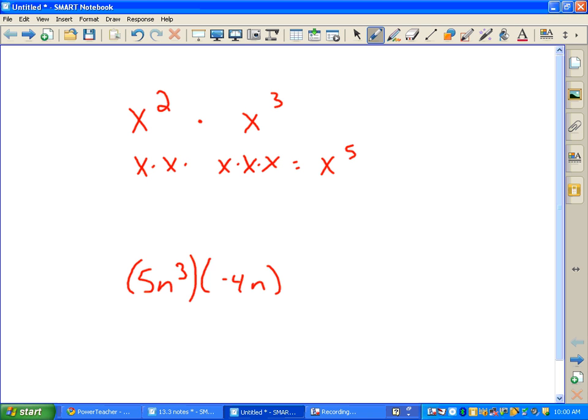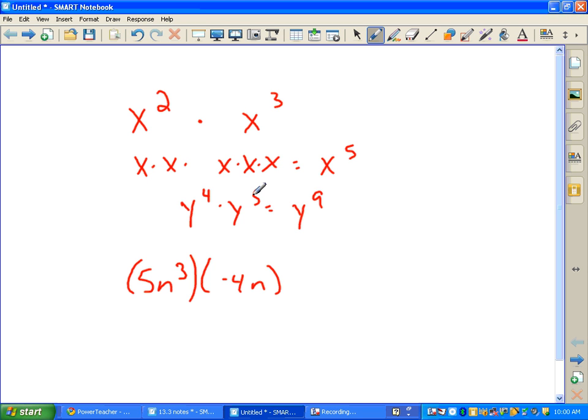So the short way to do that, the rule, is if I take my exponents and add them together, I'll get the exponent in the answer. So if I have y to the 4th times y to the 5th, that's going to give me y to the 9th just by adding them up.